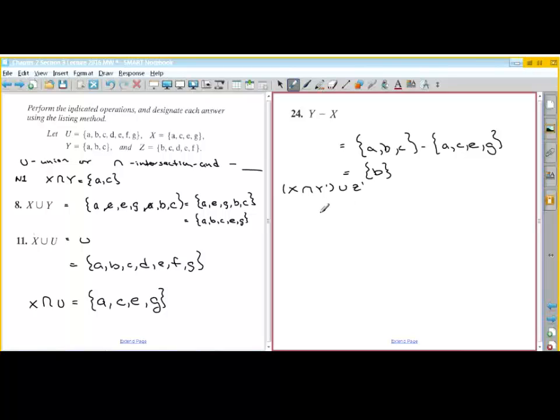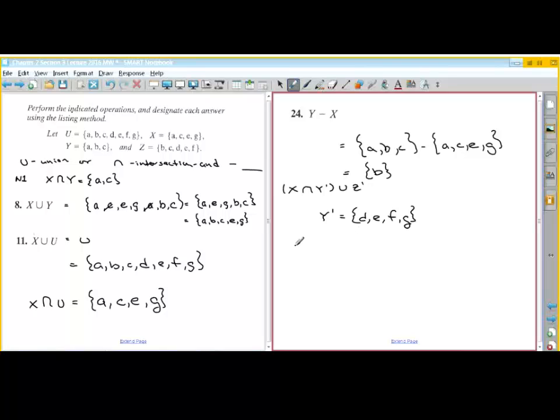Yeah, so we need to do the complement of Y first. So that would be the first thing we do. We take Y complement, which is the elements that are in the universal set, but not in set Y. So what are the letters that would be in the complement of Y? It'd be D, E, F, and G. Is that what you said? Yeah. Okay. So the complement of Y is D, E, F, G.